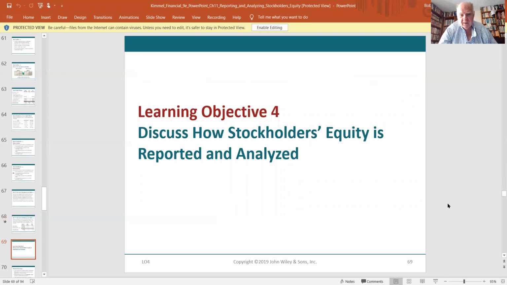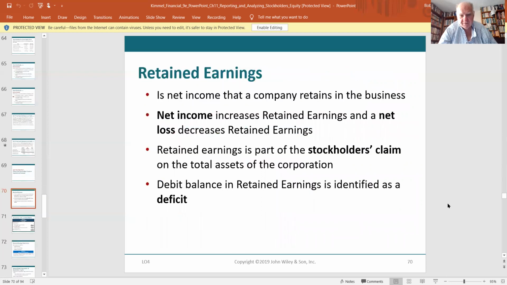Okay. How stockholders' equity is reported and analyzed. Is net income that a company retains in the business. Net income increases retained earnings and a net loss reduces retained earnings. I think we know that. Retained earnings is part of stockholders' equity. We know that. And a debit balance in retained earnings, well, we're going to call that a deficit. That's not a word we used yet. But yeah, if you have a debit balance in retained earnings, that means that the company has lost money ever since over its existence. And technically, you're out of business. Technically. Of course, you have a chance to bounce back with a good year.